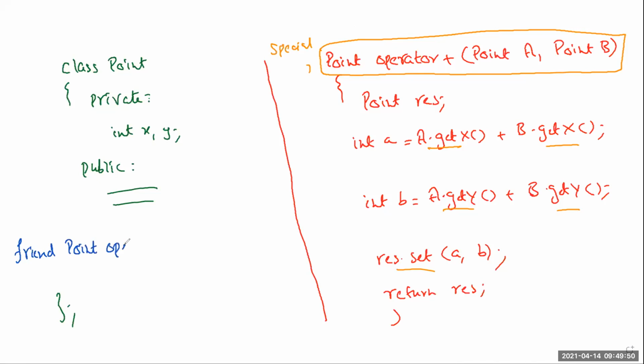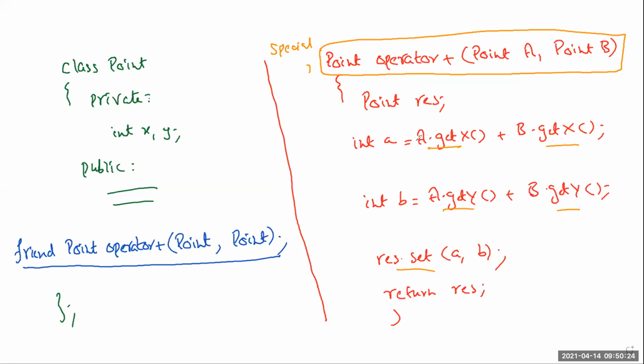Point operator plus, the first argument is a point. If you want, you can write A and B; if you don't want, you don't need to. It's your choice. Now this is the key statement. When you write the prototype of this function in the class with the keyword friend, this function has become privileged. Now this function is a friend of this class point.